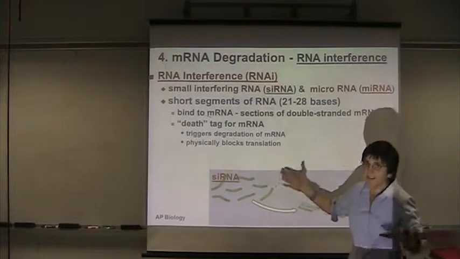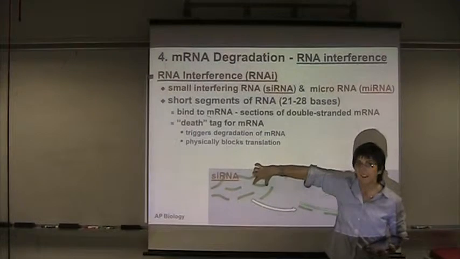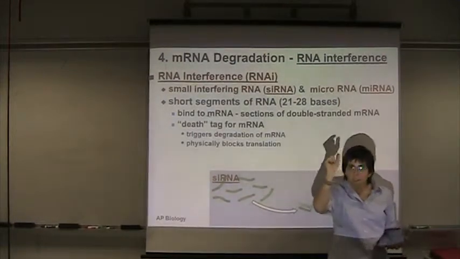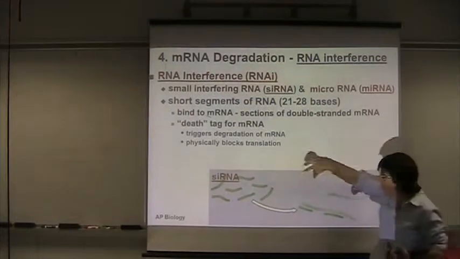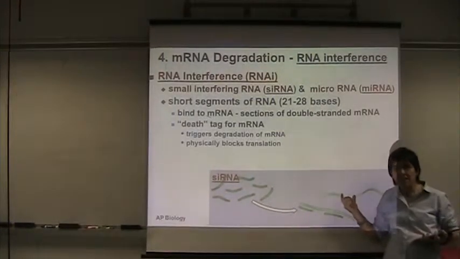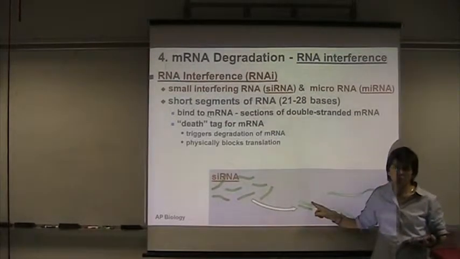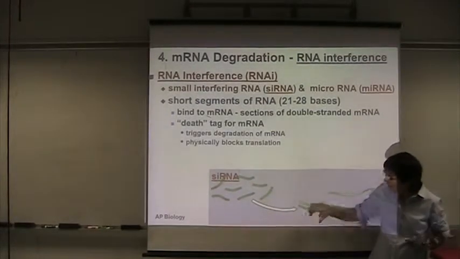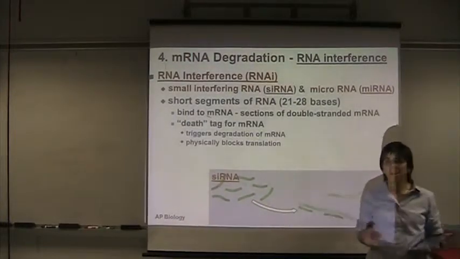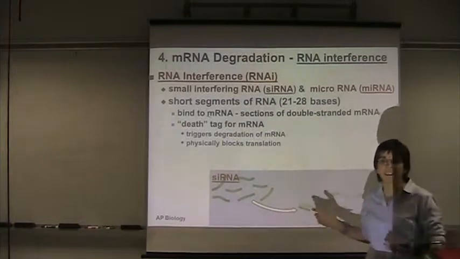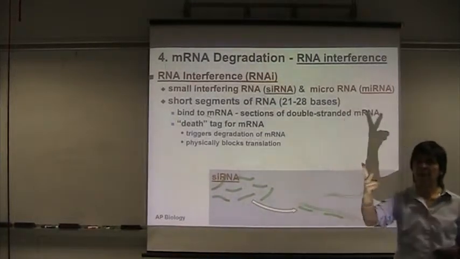Remember, all RNA is transcribed in the nucleus. And if a sequence, U, C, C, G, G, G, is somehow complementary to a section in your messenger RNA, they attach with hydrogen bonds. And when they bind to this, it's basically a death tag. You're done. That messenger RNA has no hope because two things can happen.